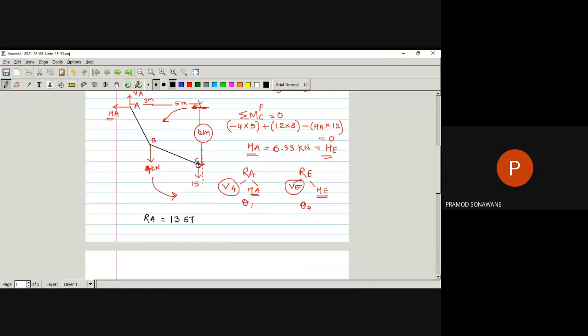Is it the same answer? Yes, ma'am. Then what is the value of RE? Once you get the value of RA, then what did RE come to? 11.83.